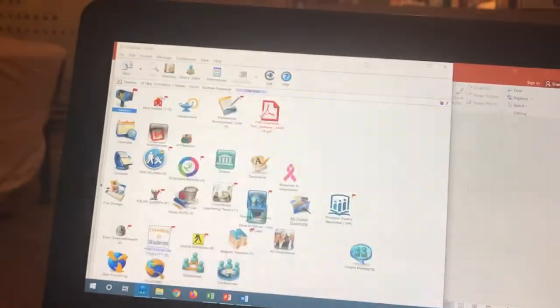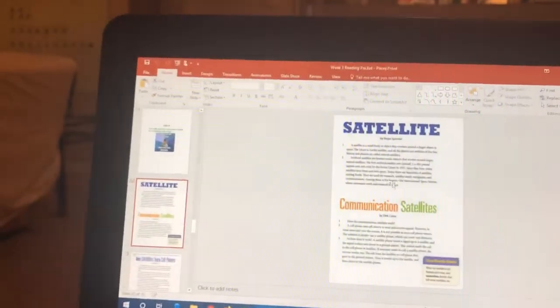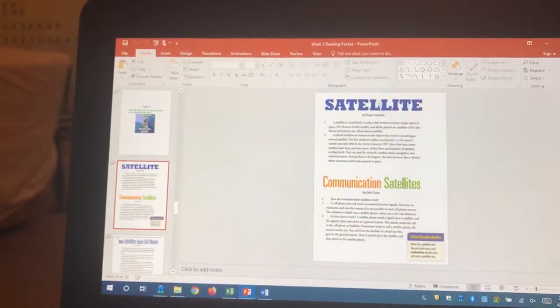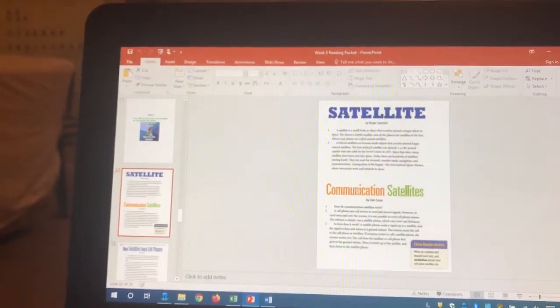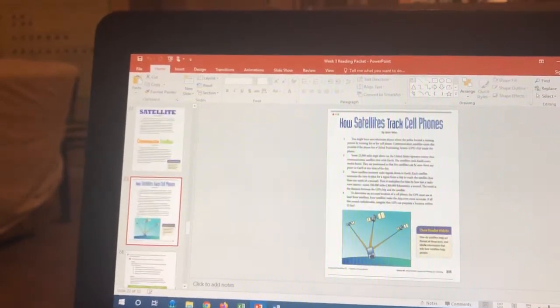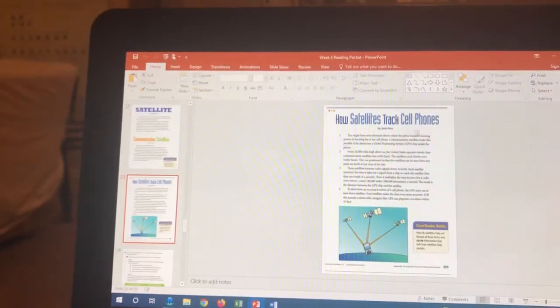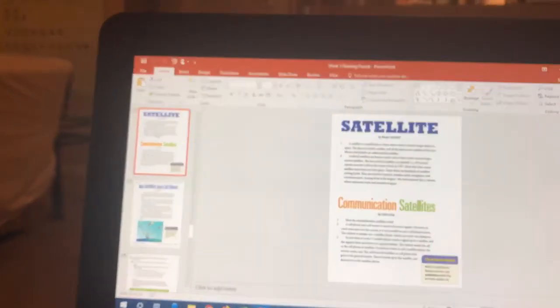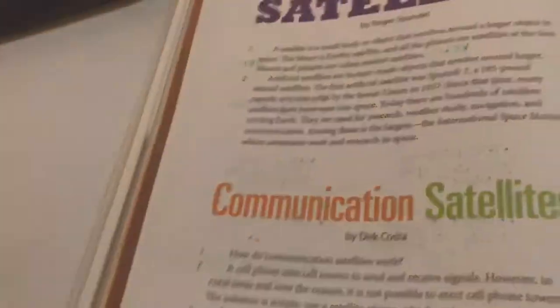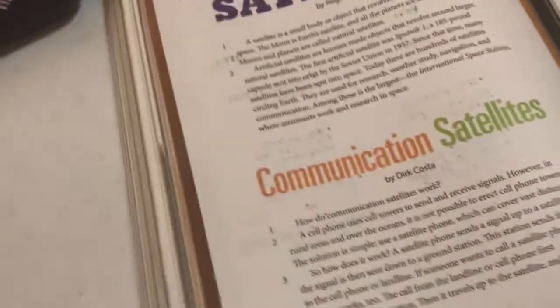This is the slide that you should be on at this time. It should look like this. So just looking at these topics or these titles, what is the common topic? Satellite, communication satellites, and how satellites track cell phones. You should be able right away to tell me that the common little thread here is satellites. So let's go ahead and jump in.